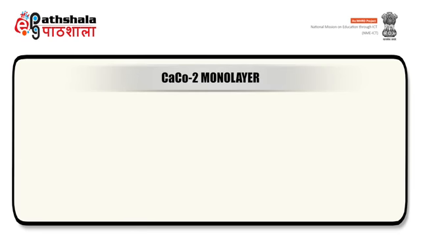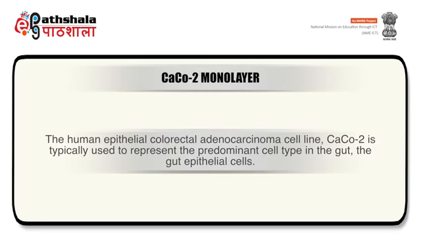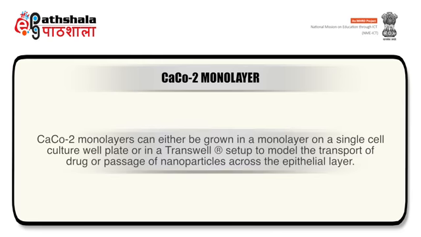Now CaCO2 monolayer. The human epithelial colorectal adenocarcinoma cell line, that is CaCO2, is typically used to represent the predominant cell type in the gut. The gut epithelial cell CaCO2 monolayers can either be grown in the monolayer on a single culture well plate or in transwell, set up to model the transport of drug or passage of nanoparticle across the epithelial layer.